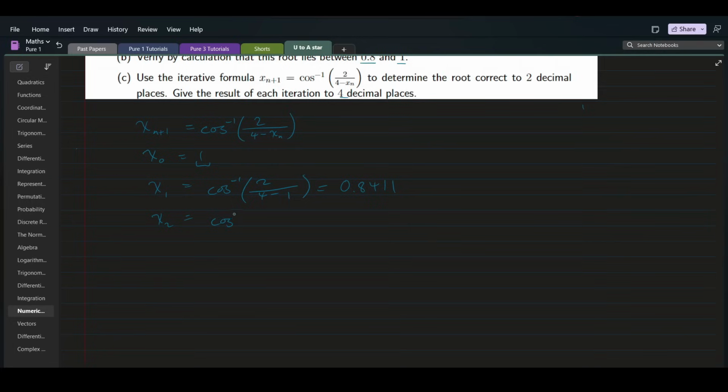That's arc cos of 2 over 4 minus. So instead of using the value of the previous iteration here, you're just going to use the answer function on your calculator. So simply replace the 1 with ans and press equals. You get 0.8852, correct to 4 decimal places.